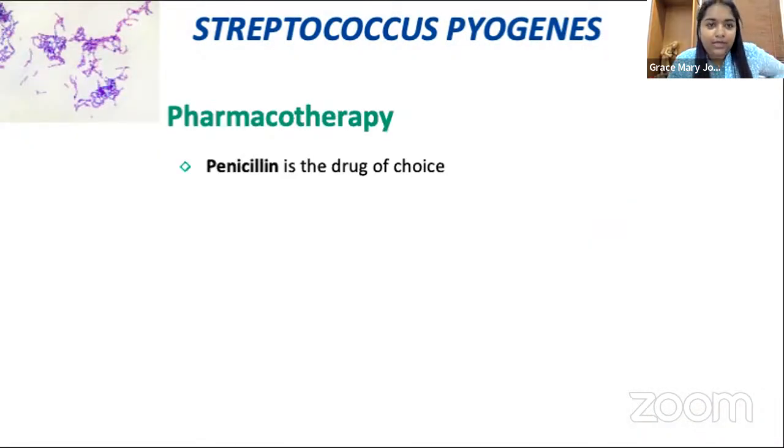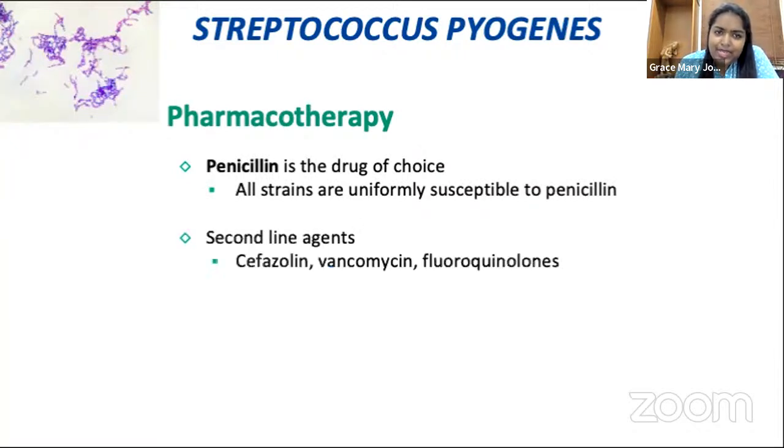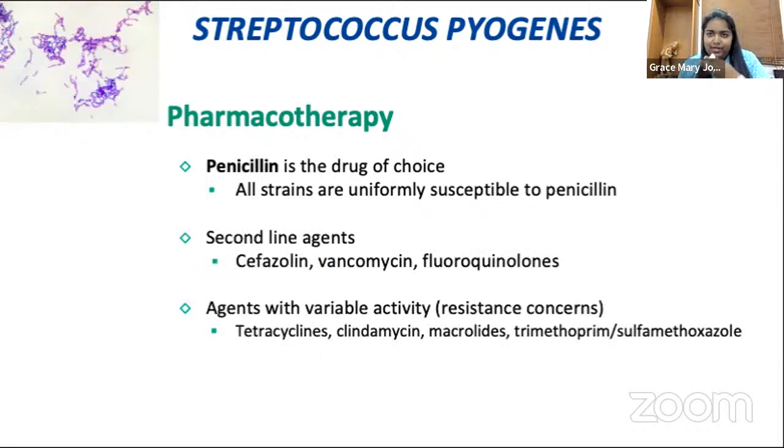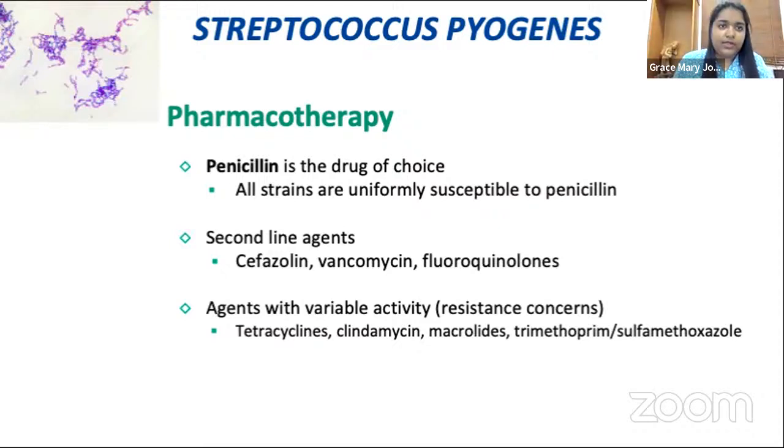Now, the pharmacotherapy: always penicillin is the drug of choice. Unlike pneumococcus, resistance towards penicillin is very low when it comes to pyogenes, and you can have second-line agents if needed. Okay, that is regarding the group A Streptococcus.